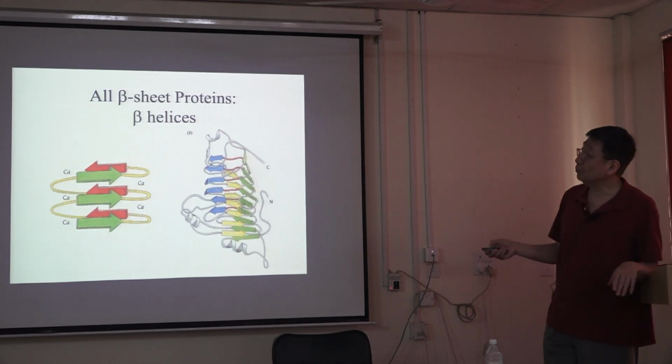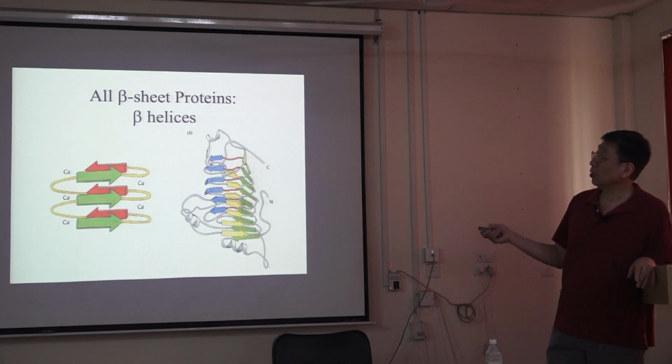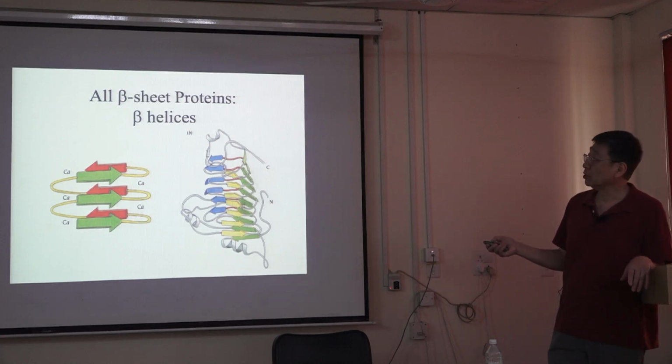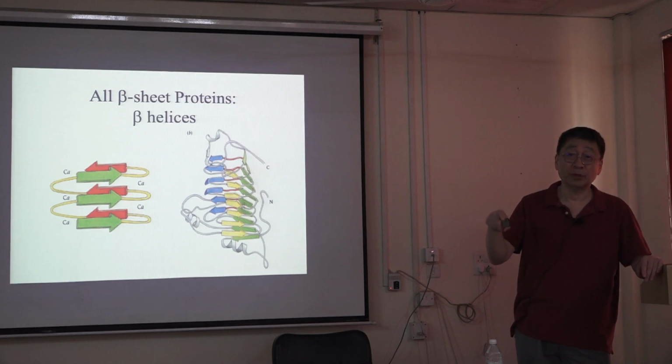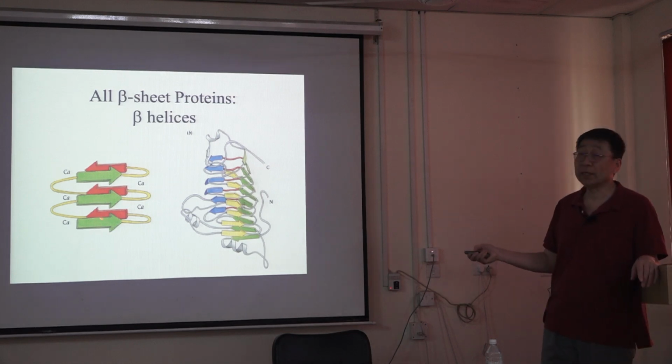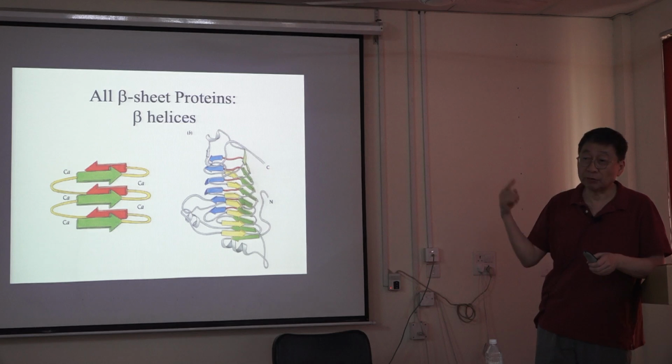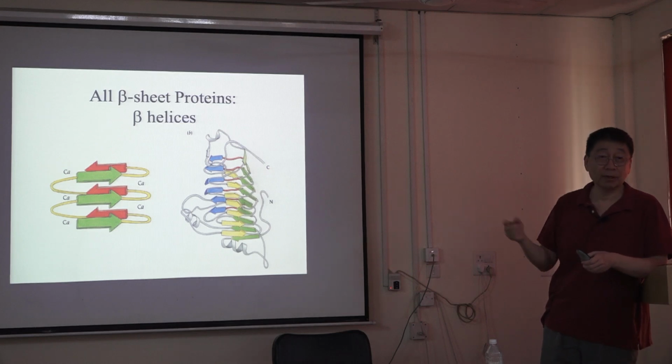Okay, last all-beta structure, something called a beta helix, as I mentioned. So you know about alpha helices, which are formed by amino acid residues. Beta helices are formed by beta strands. So you can have beta strands arranged in a helical pattern, and then you have a beta helix.